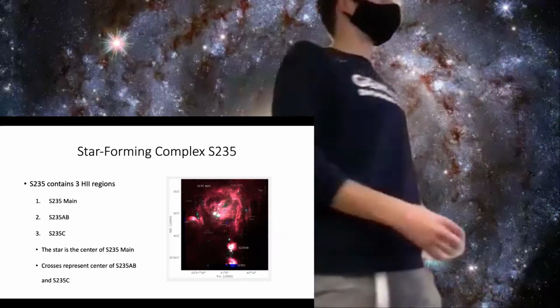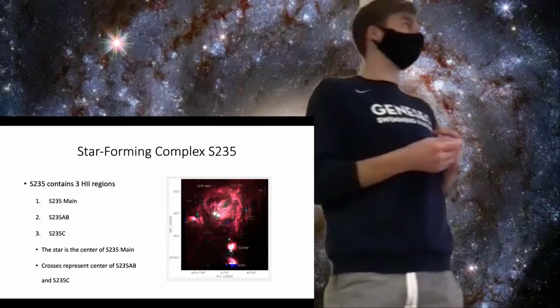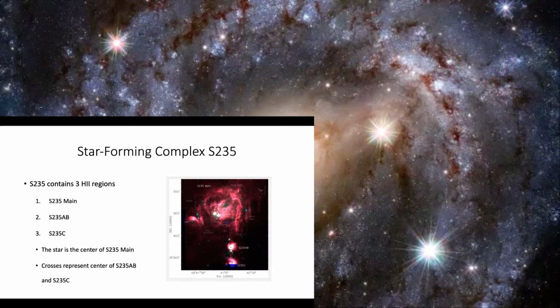What the authors of this article took a look at is the star-forming complex called S235. This is just a big picture of the star complex, and in here you can see three different H2 regions: the big one, S235 main, and then the two other smaller ones, S235AB and S235C. This shows a picture of what they're calling these balloons, quote unquote. You can see the green stuff are all the stars all around, and they also show the center of each balloon.